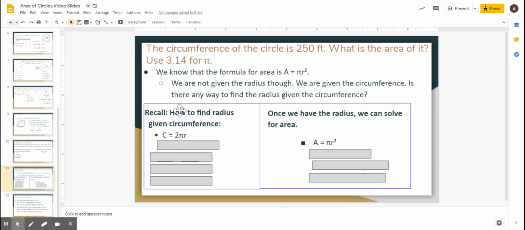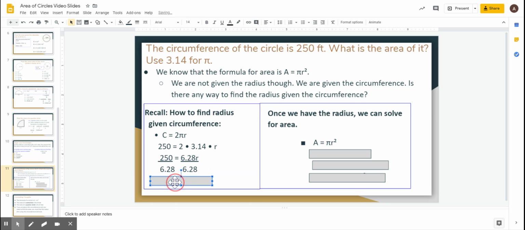Well, yes. If you recall how to find the radius given the circumference, you use the circumference formula, c equals 2 pi r. You plug in what you know, so 250 for c, 3.14 for pi, and r we don't know. We start solving. 250 equals 6.28 r, which you would have to divide both sides by 6.28, and you end up getting 39.8 feet is your radius.